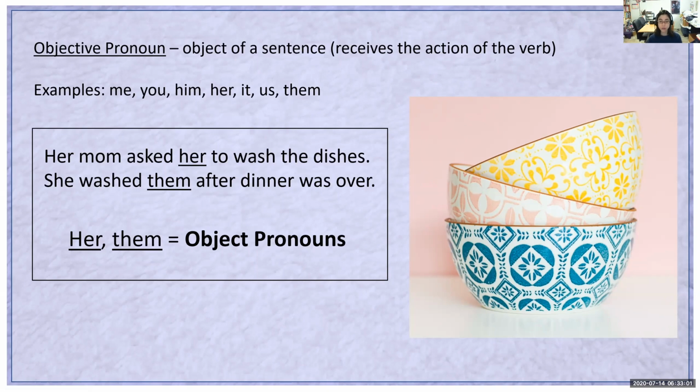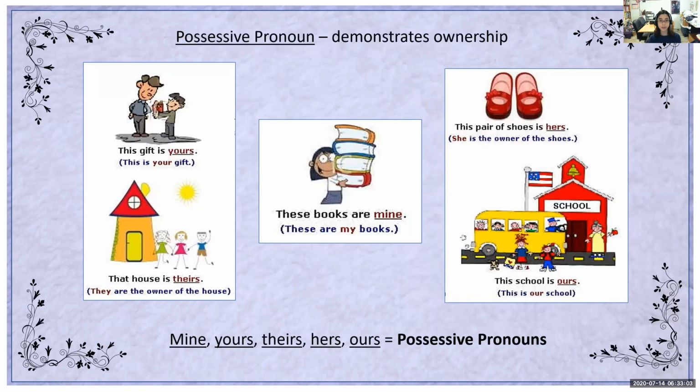Okay, moving on to our last type of pronoun that will be discussed in this lesson. These are possessive pronouns. Possessive pronouns demonstrate ownership. So for example, this gift is yours. That house is theirs. These books are mine. This pair of shoes is hers. This school is ours. These all demonstrate ownership. So again, mine, yours, theirs, hers, ours, these are all possessive pronouns.